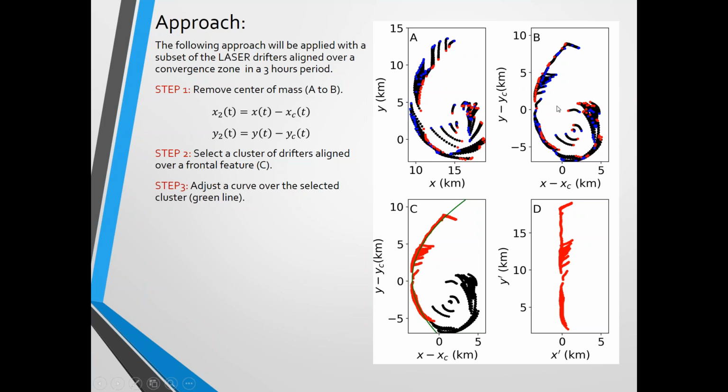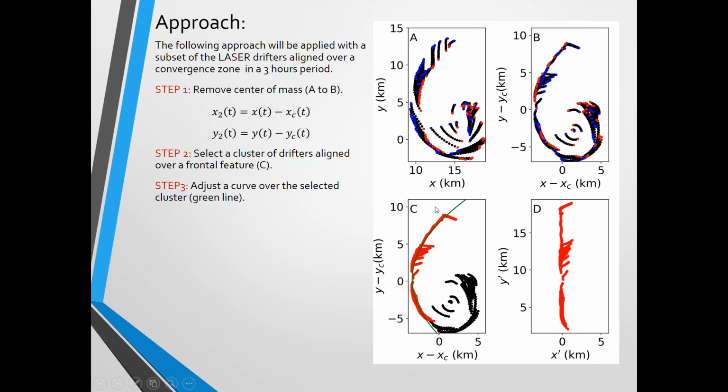So from A to B, you can see clearly now the eddy, and you can see the convergence line considering all observations. The second part is that I'm going to select the drifters over the feature, the flow regime that I want to reconstruct, which here is what I believe is a frontal feature. It is the area with high convergence where the drifters are forming a line. So I'm going to select the red dots here, and from these red dots, I'm going to adjust a curve.